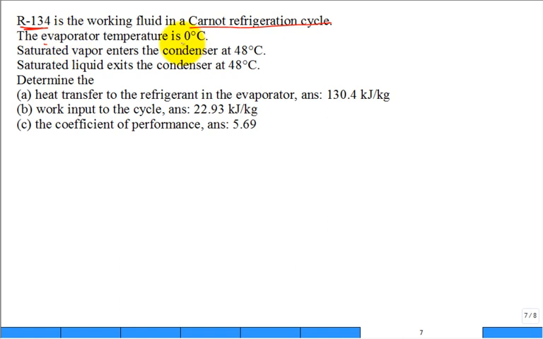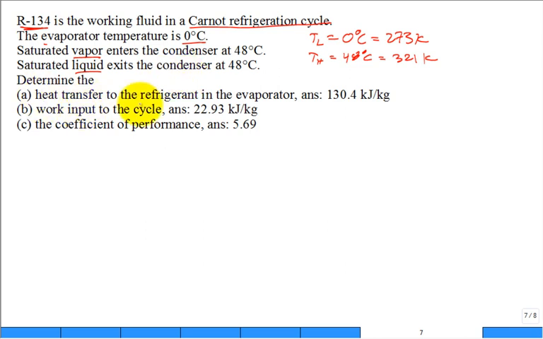The evaporator temperature is given to be 0. So this TL is 0 degrees C, which is 273 Kelvin, isn't it? And then TH, that's the condenser temperature, and that's 48 degrees C, and then you add 273, and you get whatever it is in Kelvin. Let me see if I have calculated that. 321 Kelvin. There you go. Standard saturated vapor, saturated liquid assumption of where it goes in and out of the condenser.